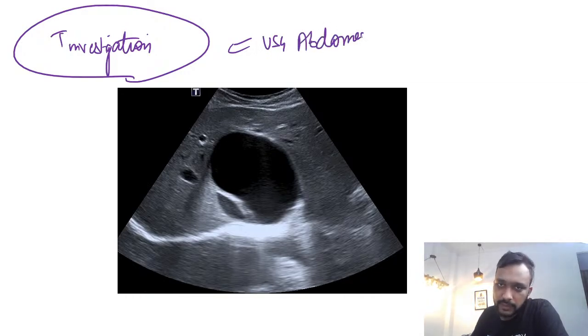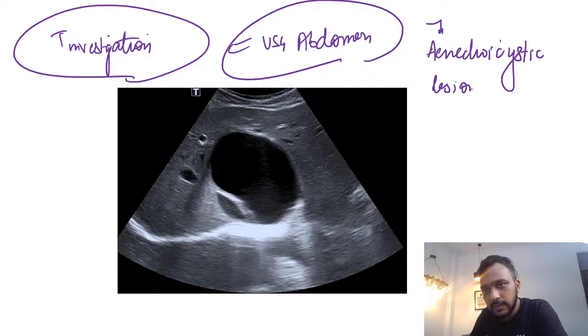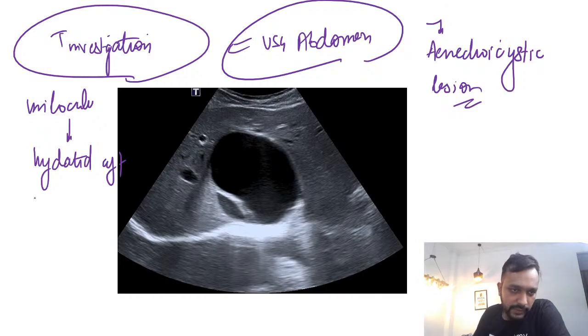And what we are able to see is an anechoic cystic lesion with a septation within. So this unilocular cystic lesion with a septation within was the case of hydatid cyst of liver.